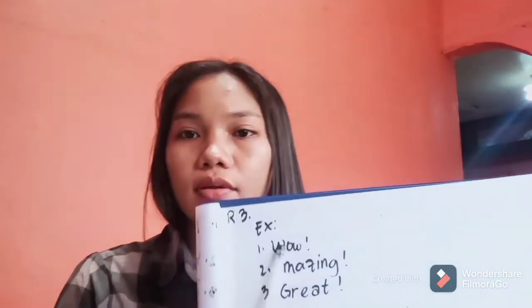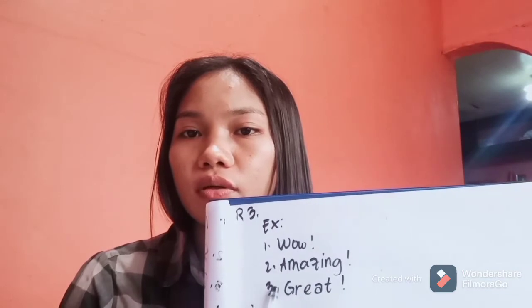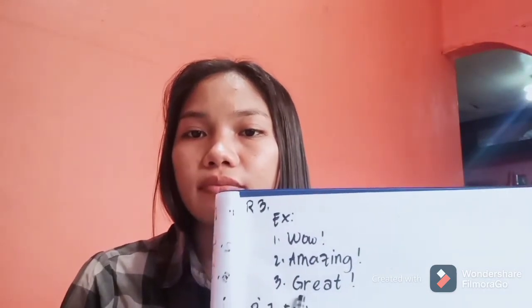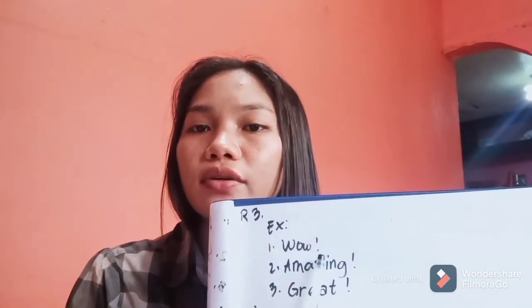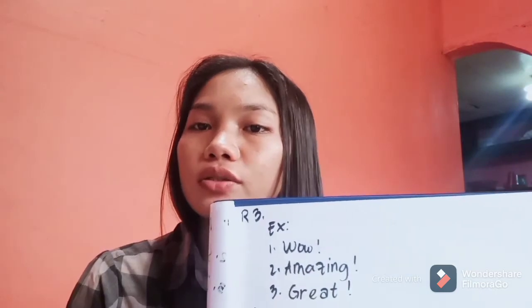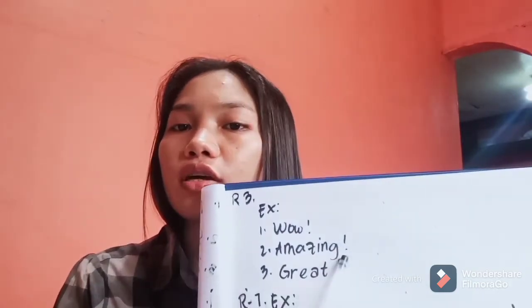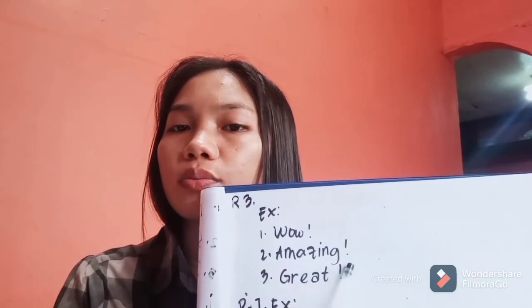Another rule of periods: question marks and exclamation points replace and eliminate periods at the end of a sentence. For example, wow, amazing, great. The exclamation points already serve as the period, so there is no need to put another period. And also here, another, don't use another period, and also here. So we're done with the periods, and let's go forward to commas.